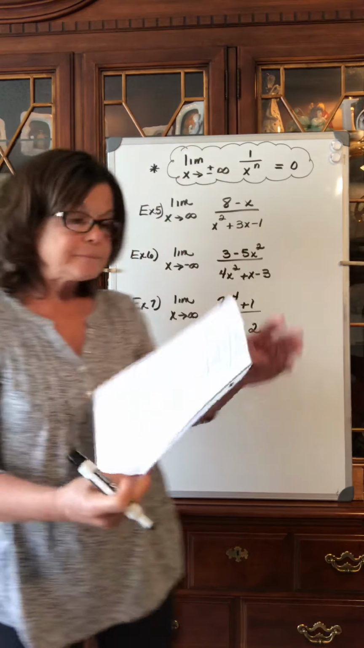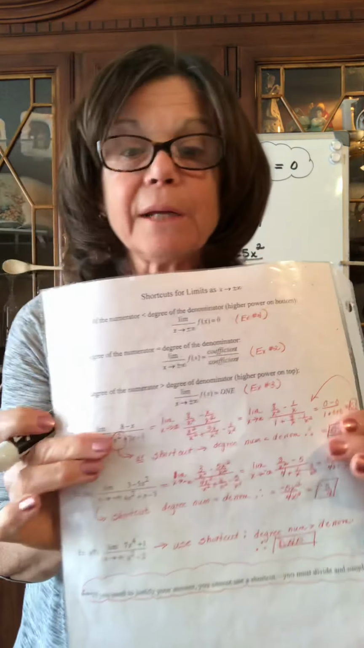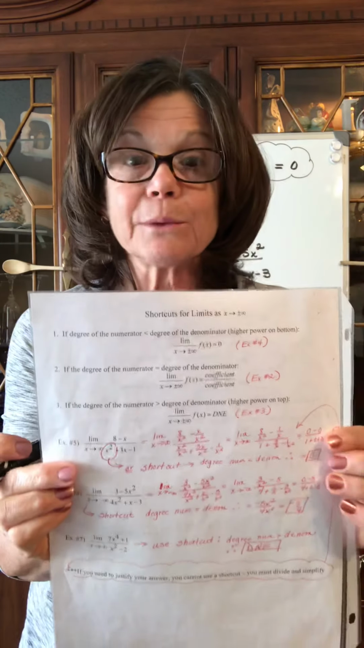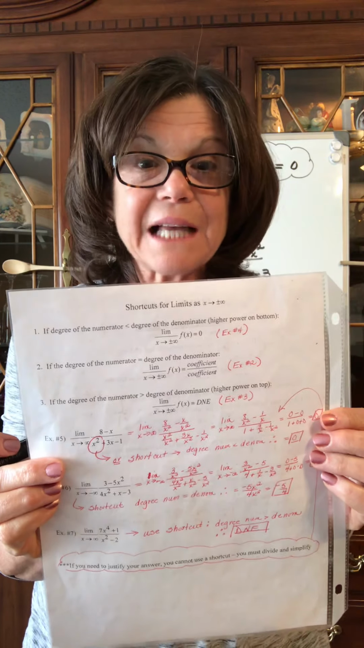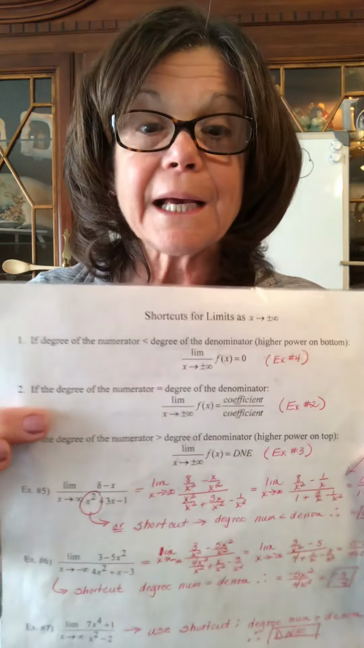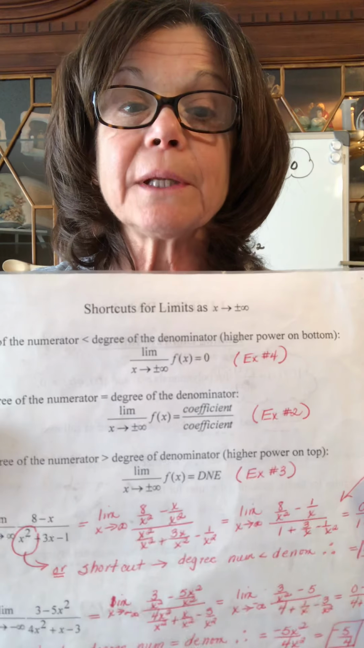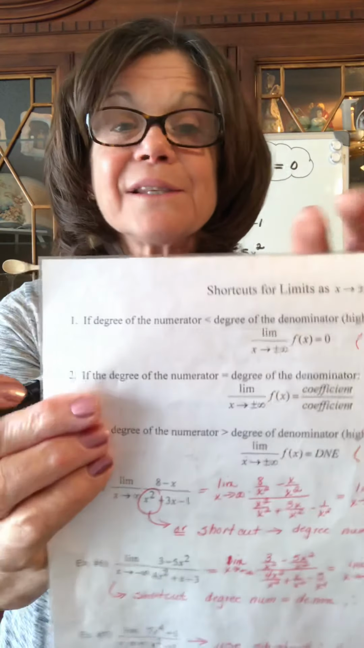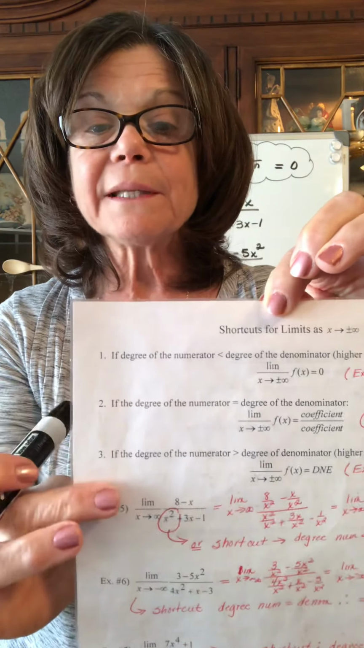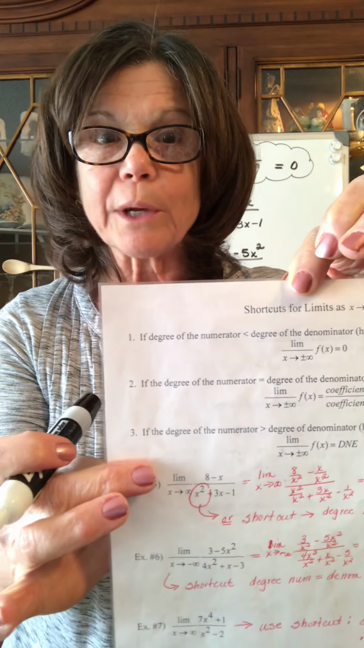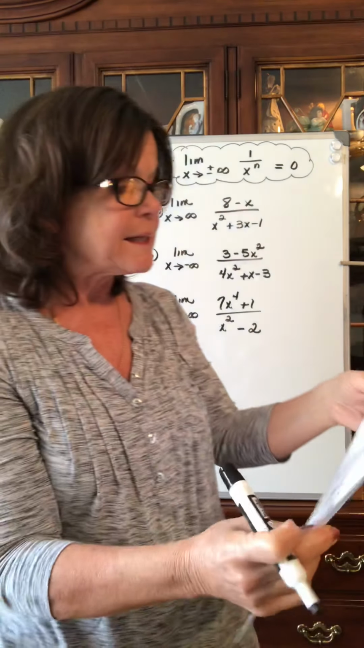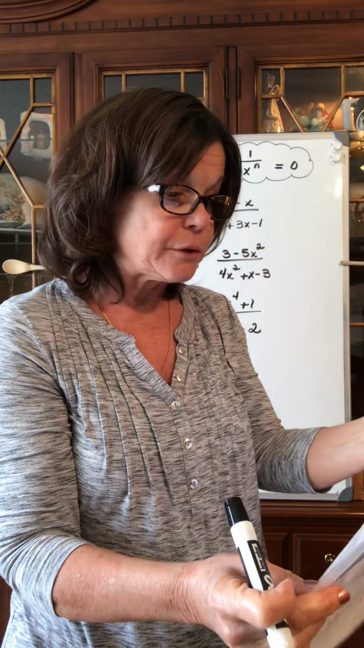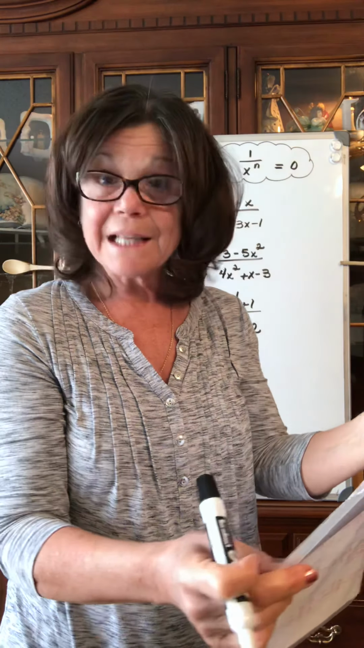Okay, now, here's my notes from the back. I really hope you guys are opening up my notes that are all filled in. I have lots of extra writing on mine to help you. Hopefully that's helpful. But on the top, it says shortcuts for limits to positive or negative infinity. And this is a really easy way to evaluate these limits, but you can always support it by looking at your graph too.